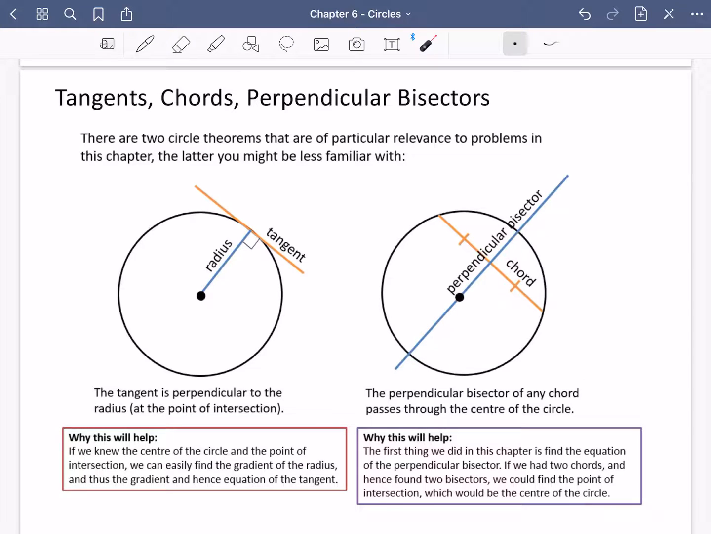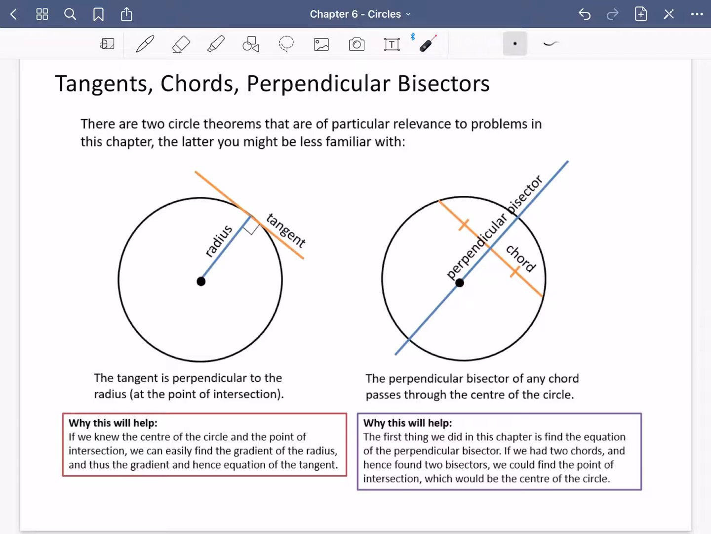Hey guys, so we're going to be moving on to the teachings needed for exercise 6E, and we're going to be going over a couple of circle theorems that you may have come across before, but I wanted to remind you about them because this is the theme of this exercise. So what we're going to be speaking about here are tangents to circles, and then we're going to be talking about chords and perpendicular bisectors.